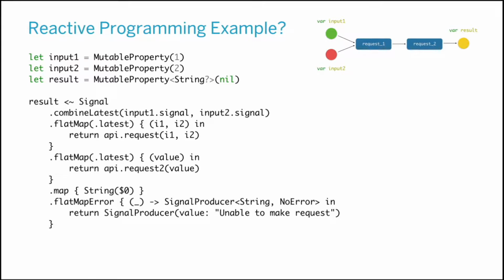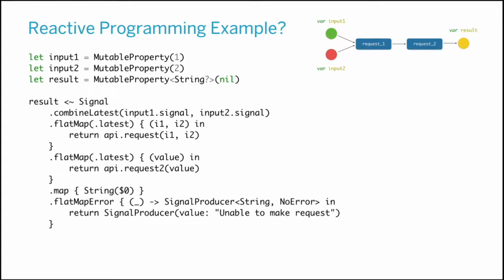So what we're doing on the right side of the statement is basically saying, take the streams that come out of input 1 and input 2 and combine those into a tuple, basically, and send those on the stream that we get back from combineLatest. We then want to convert those into another stream, basically the stream we get back from API request, so we're going to use the flatMap operator. And then finally, when that stream passes a value, we want to once again convert it into another stream. So we use the flatMap operator again. And then finally, we just want to map the value that comes back from API request 2 into a string. So we use the map operator there.